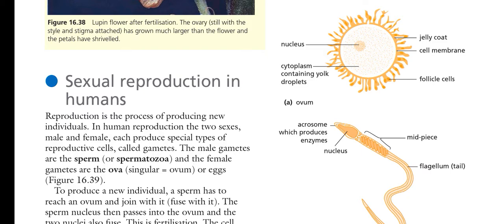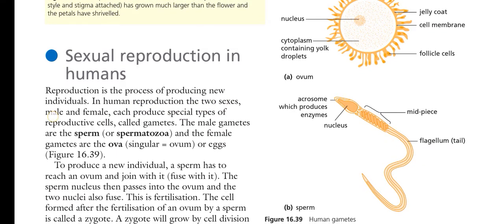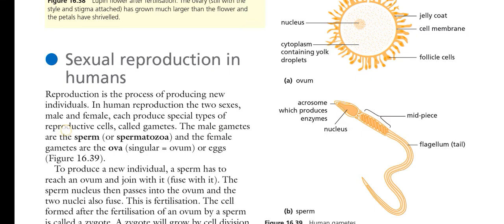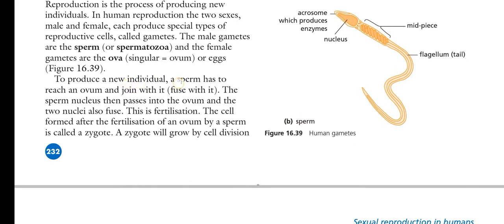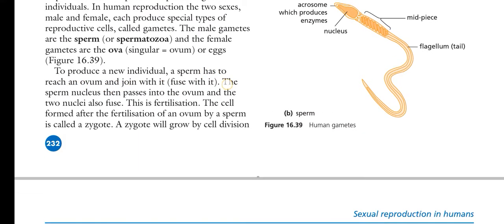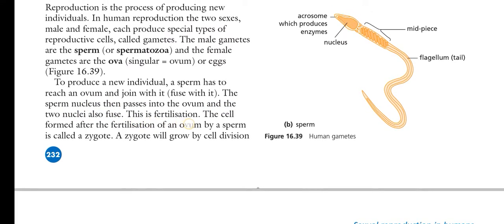Let's start. Reproduction is the process of producing a new individual. In human reproduction, the two sexes, male and female, each produce special types of reproductive cells called gametes. The male gametes are known as sperms or spermatozoa, and the female gametes are ova. Ova is plural, ovum is singular, also known as eggs. To produce a new individual, a sperm has to reach an ovum and fuse with it. The sperm nucleus then passes into the ovum, and the two nuclei also fuse. This is fertilization. The word fertilization means the fusion of male and female gamete cells, especially their nuclei.